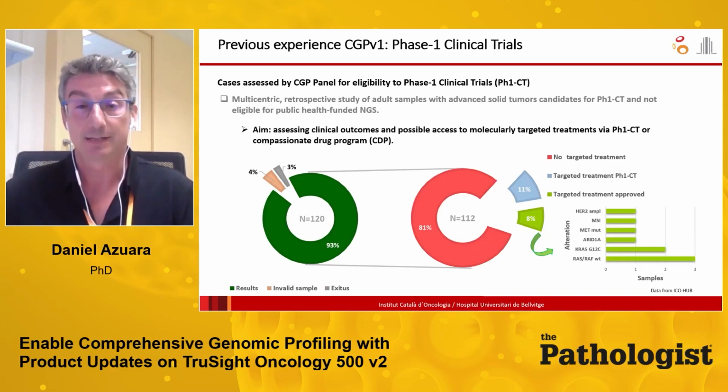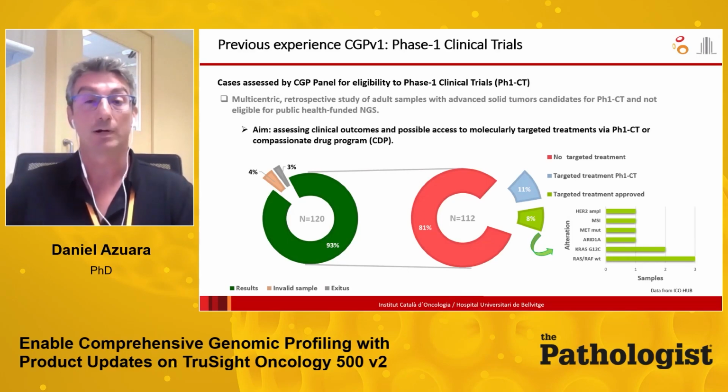In an initial cohort of 112 patients, a driver gene suitable for target treatment was found in 11% of cases, and in 8%, target treatments that were already approved could be administered.